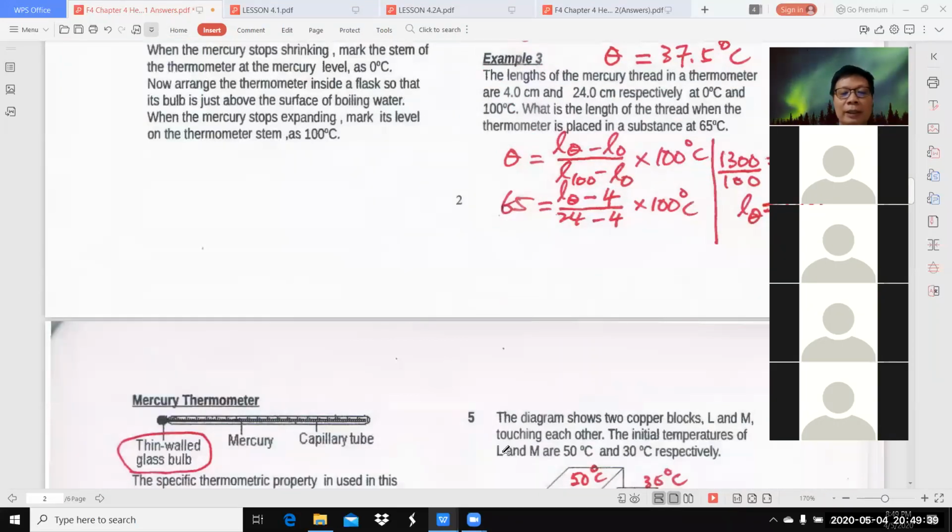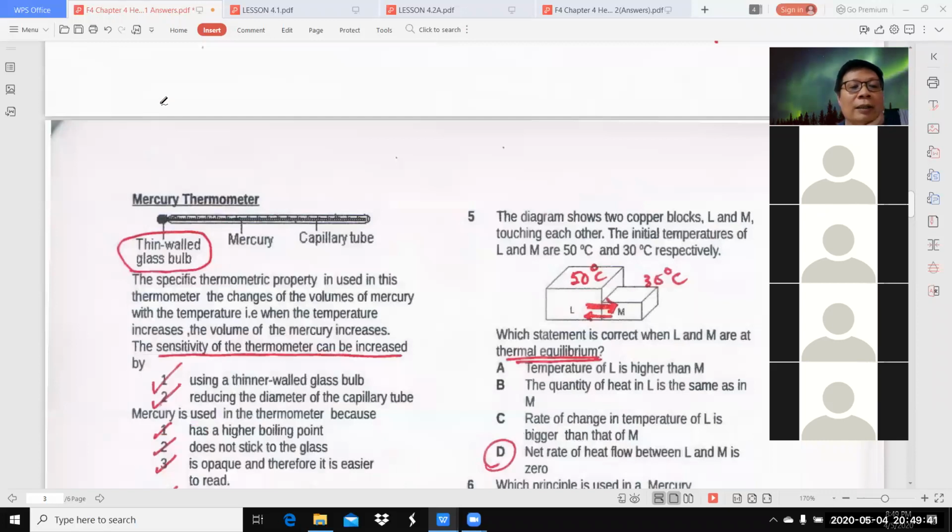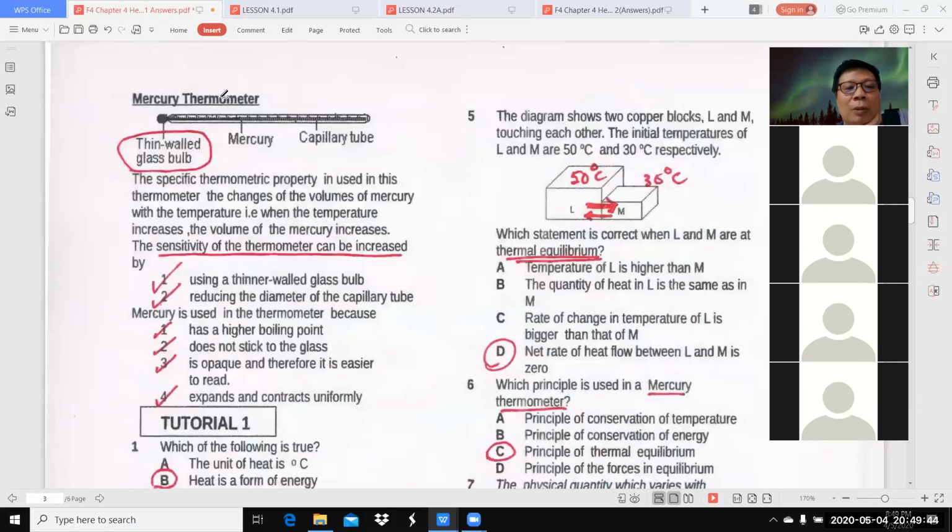Let's learn a little bit of theory. This one is the mercury thermometer. Remember the parts. This one is the thin wall glass bulb. The name of this part is bulb. The glass wall must be very thin, it cannot be very thick. Why must it be very thin? The bulb must be made from very thin glass, a thin wall glass bulb.